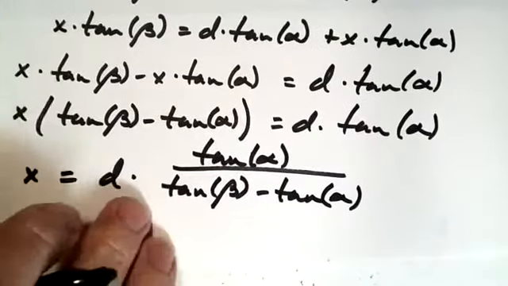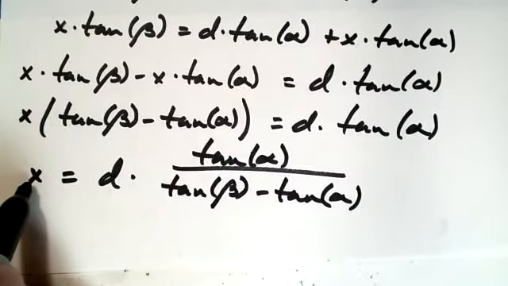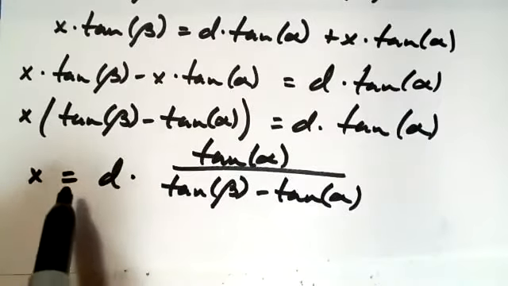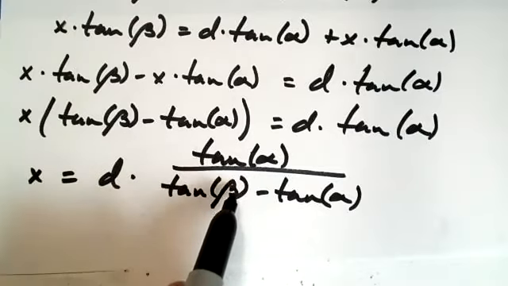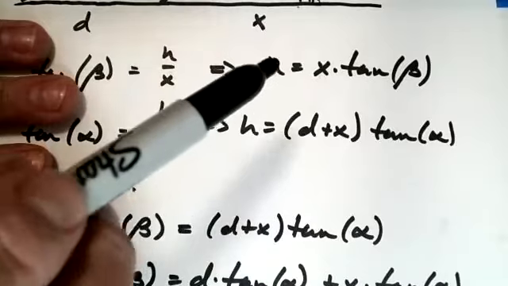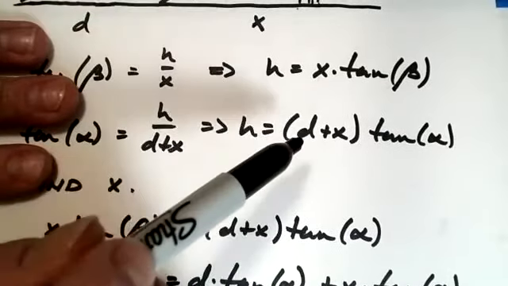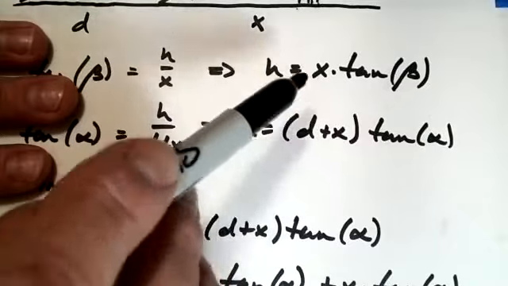Now that I have an expression that describes x in terms of the three known quantities, d, alpha, and beta, I can substitute that back up into this equation and find h. I could do it here too, but it's not as convenient because it becomes a mess.